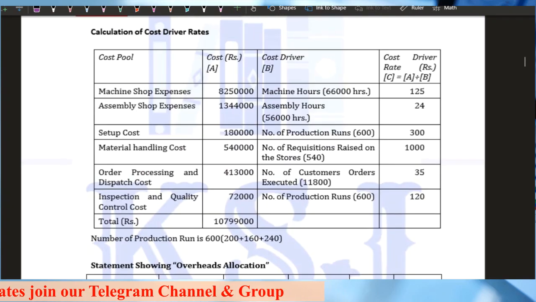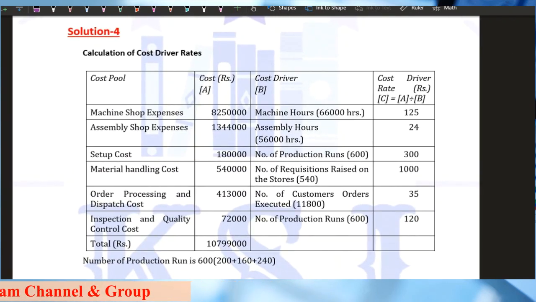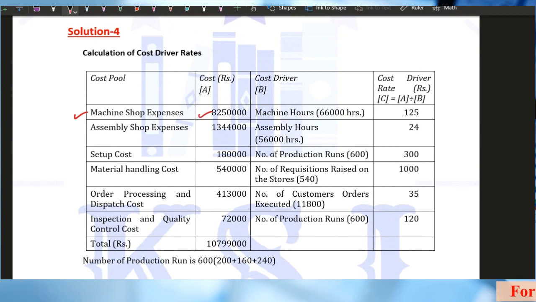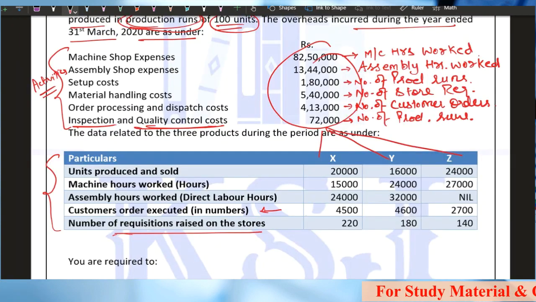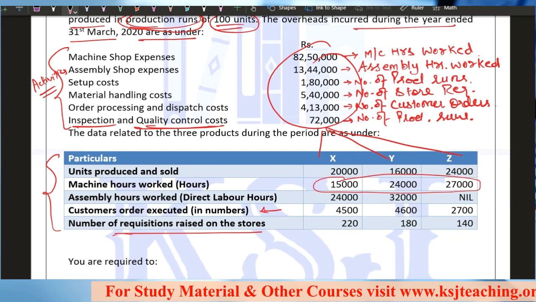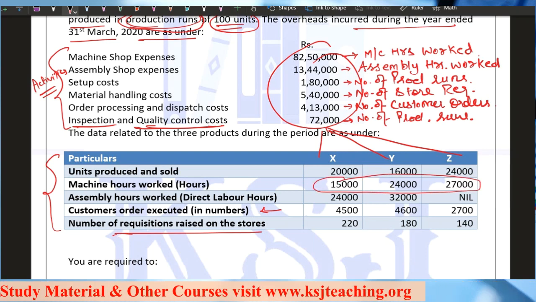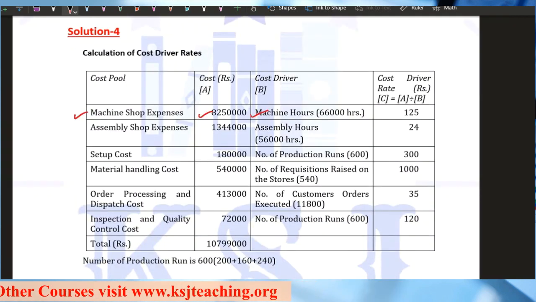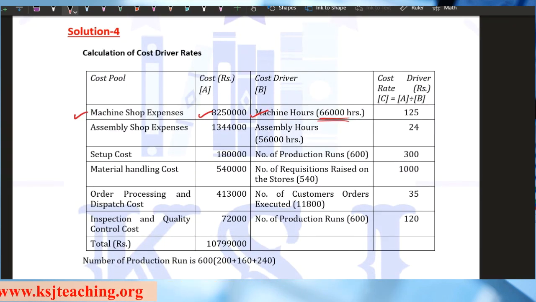So let's see the solution. I've already written the solution here. Cost pool, machine shop expenses. What is the total cost? What is the cost driver? Machine hours. Now, how to calculate the machine hours? Sir, you are going to take the total of this. Total of this will be the total machine hours. Isn't it? So, the total machine hour is 66,000. What is the CDR? That is the cost driver rate, 125.